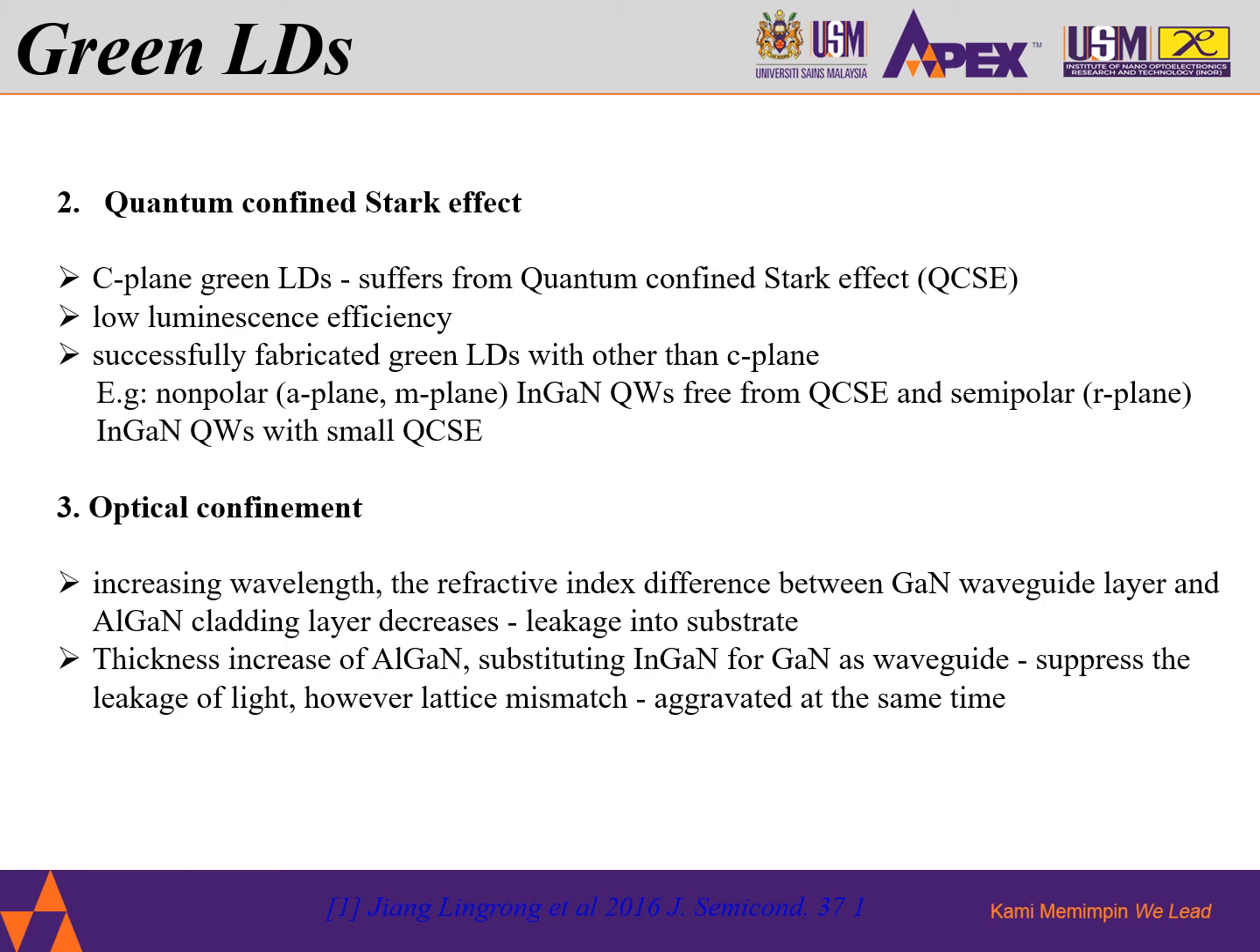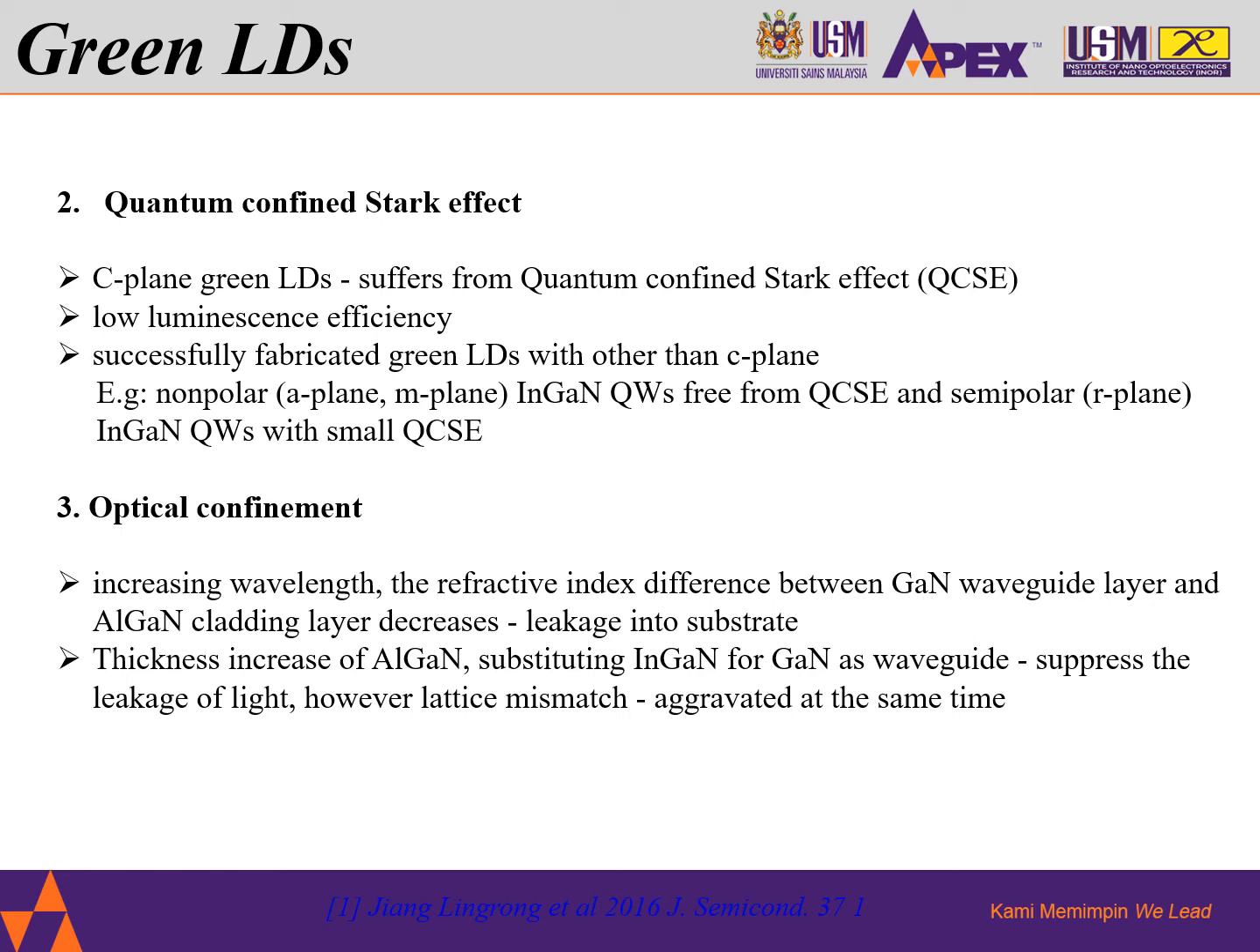Some research groups successfully fabricated green LDs with other than C-plane, for example nonpolar A-plane or M-plane InGaN QWs free from QCSE, and semipolar R-plane InGaN QWs with small QCSE. The third one is the optical confinement. Since the refractive index depends on the wavelength, with increased wavelength, the refractive index difference between gallium nitride waveguide layer and AlGaN cladding layer decreases. As a result, there will be a leakage into the substrate.